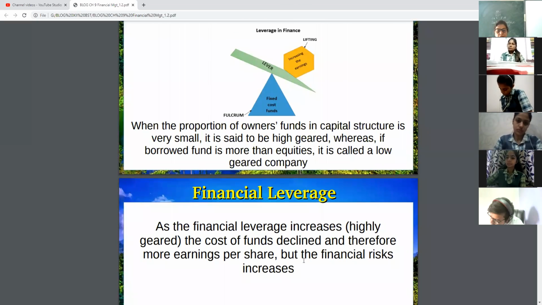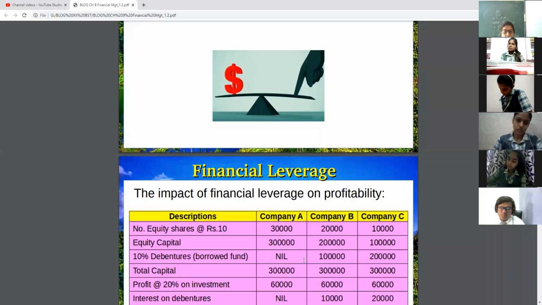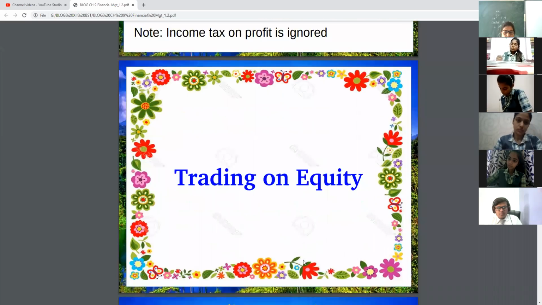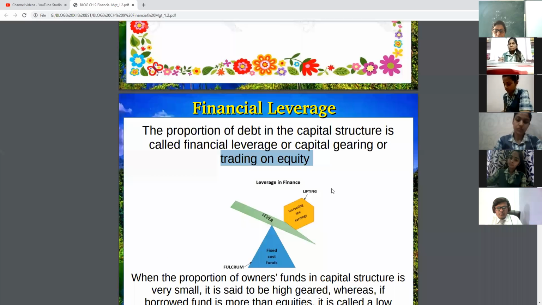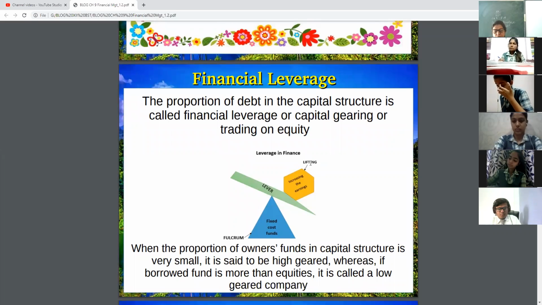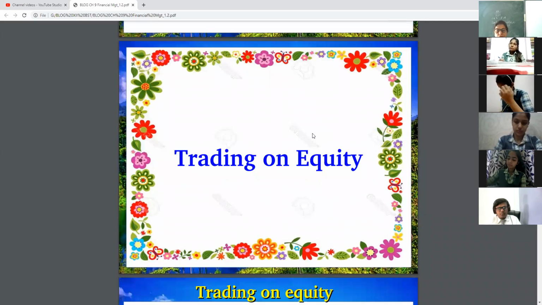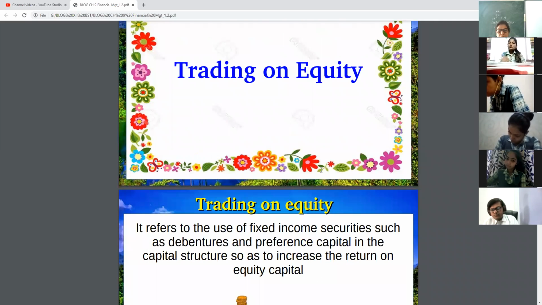Now, what is financial leverage? Just now I told you high geared and low geared. I will explain it by numerical, and tomorrow we will start the numerical. But first of all, the term you should learn is trading on equity. For the present year, that term is very important. Note down the term: trading on equity.